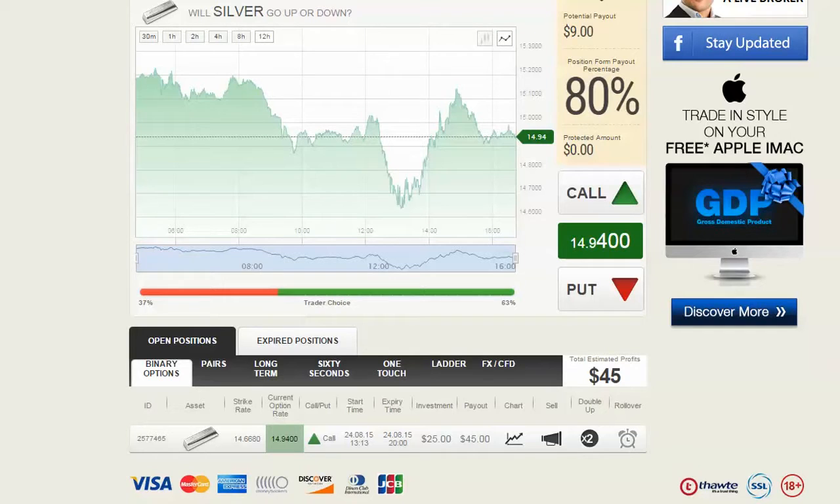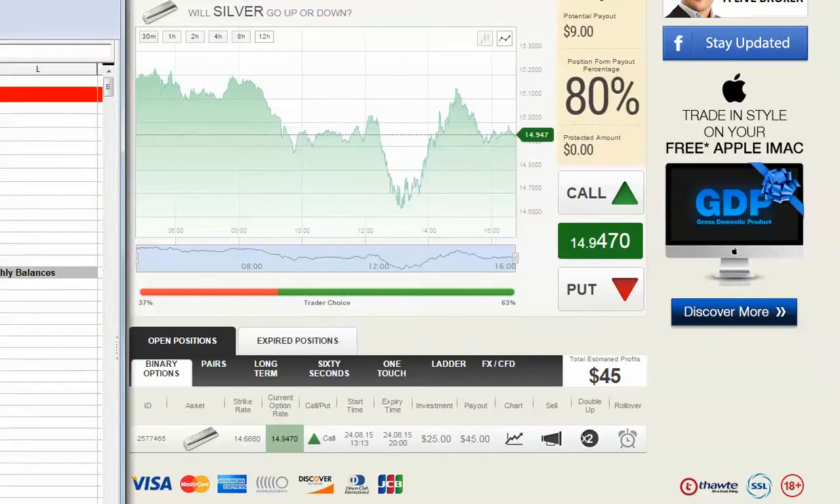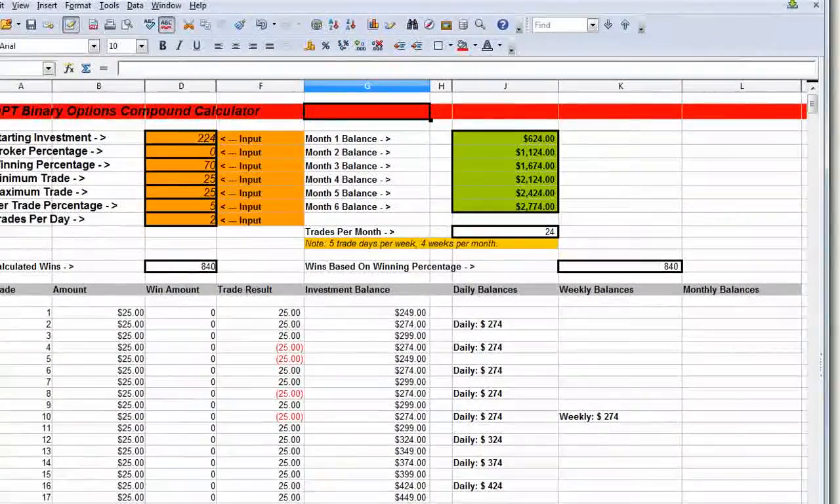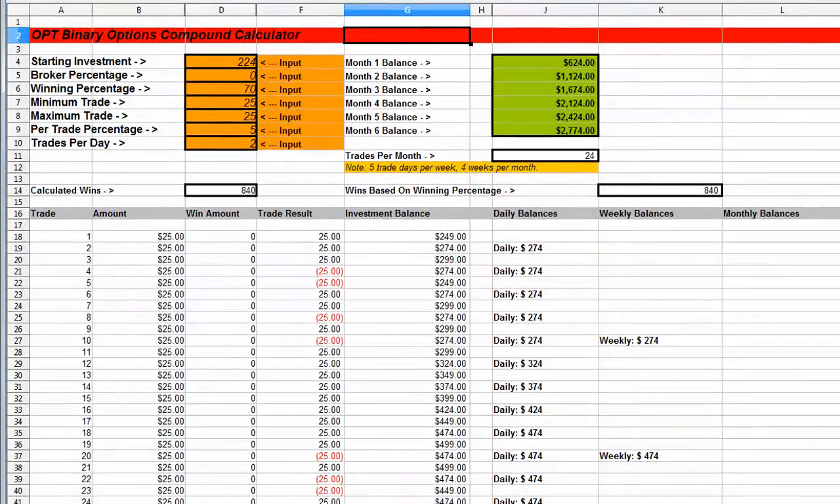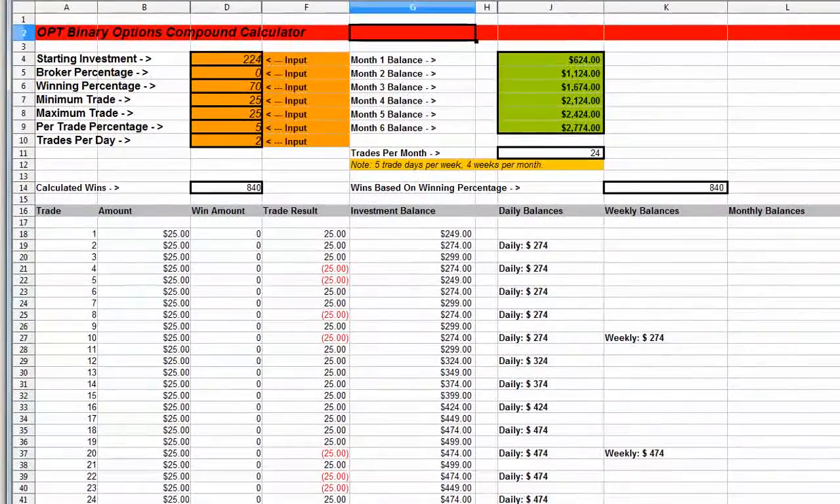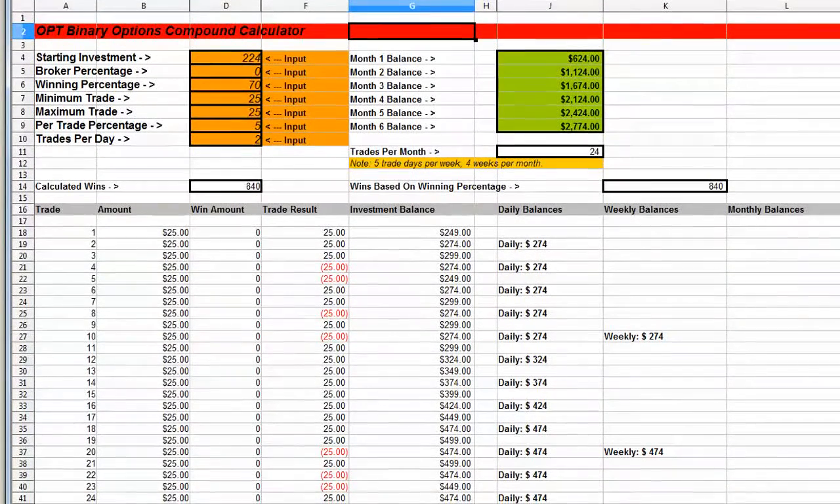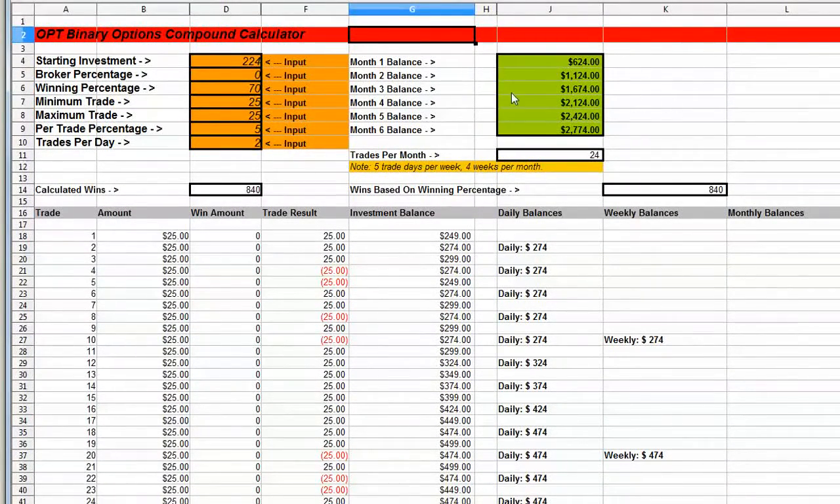I have a calculator, and it's called the OPT Binary Options Compound Calculator. It was created by a guy named James Possible. It's a very interesting calculator. Let me show you how it works.